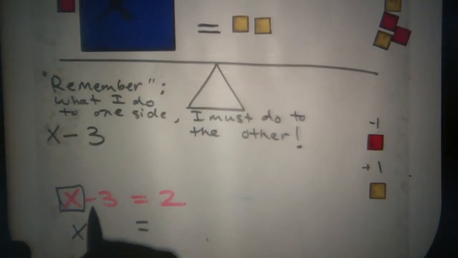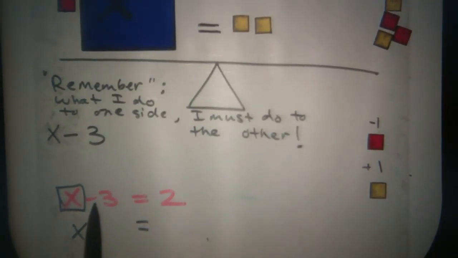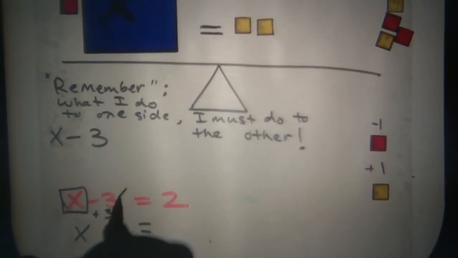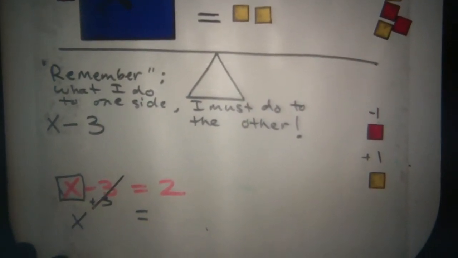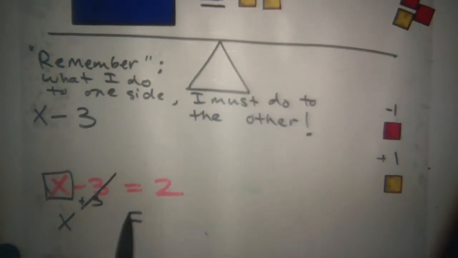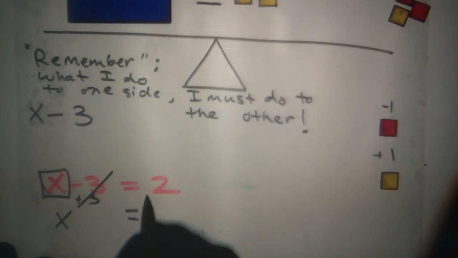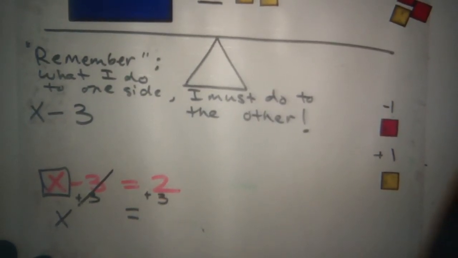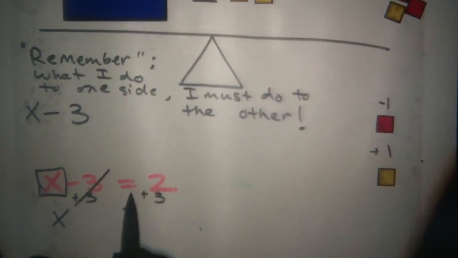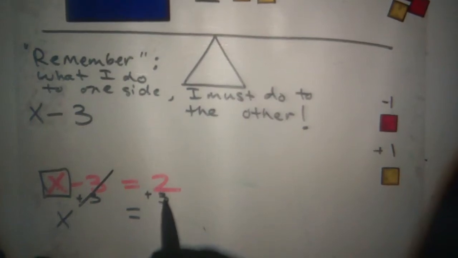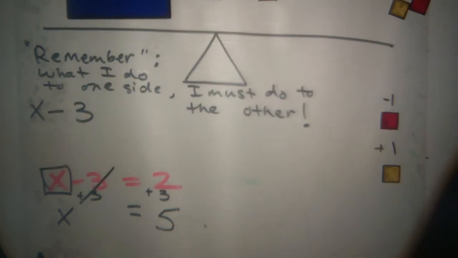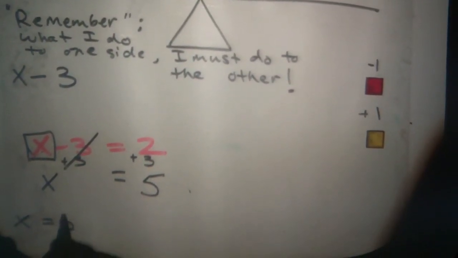Well, we have to do the opposite operation. What's the opposite of minus 3? Add 3, or a positive 3. That cancels out that. 3 minus 3 is 0. But remember, what I do to one side, I must do to the other. The other side of the equal sign, that gets a positive 3. So now, I can bring down the x here. I can bring down the equal sign. And what's 2 plus 3? 5. My answer is x equals 5.